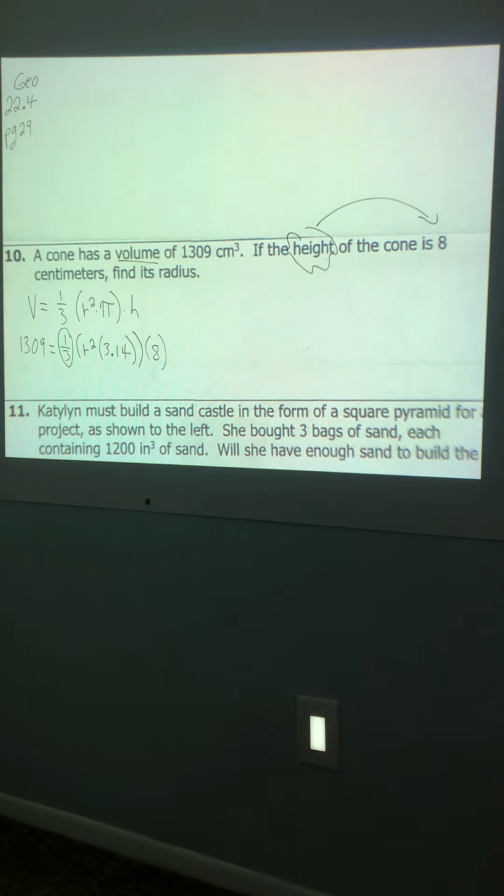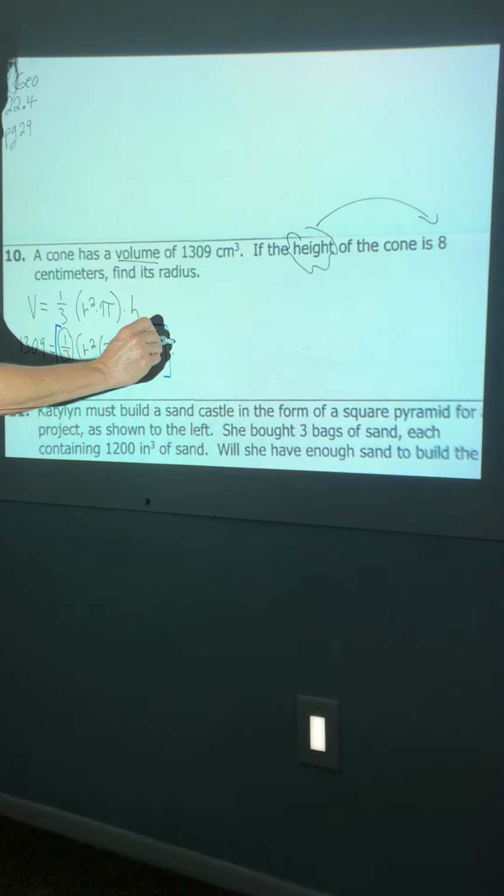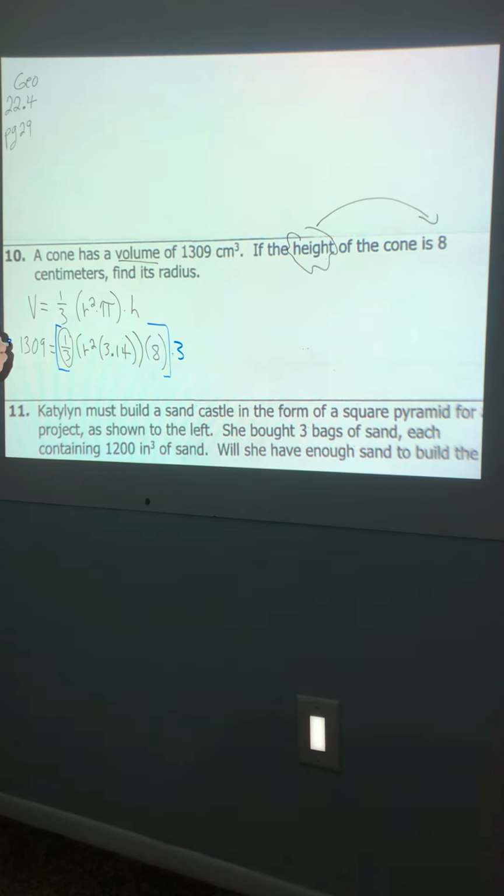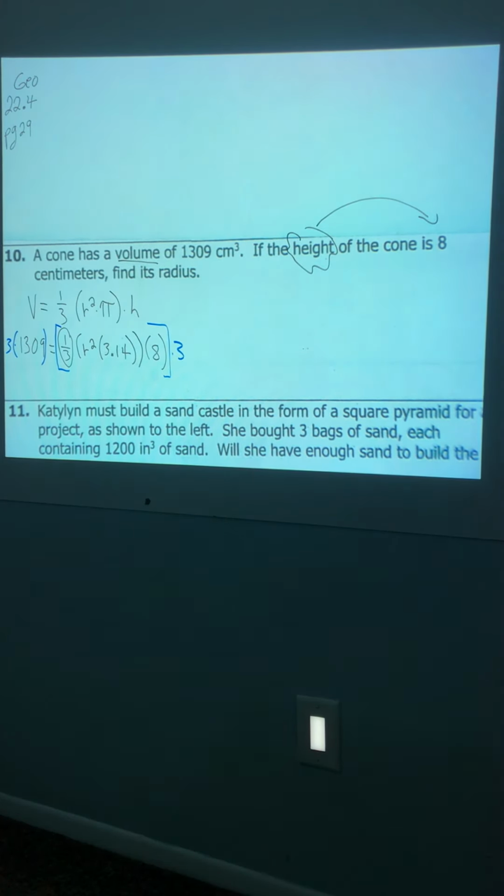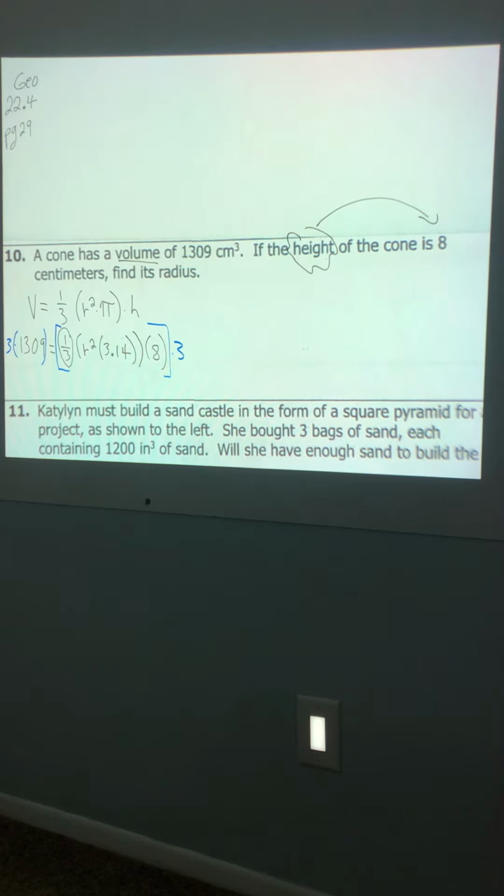So the very first thing I'm going to do, and it's so important to me that I'm going to switch colors on you here. We're going to multiply both sides by 3. Okay? Hopefully that blue is showing up. Because when you multiply both sides by 3, that 1/3 is going to be gone. Okay? So take out your faithful calculator, right? And you're going to type in 1309 times 3. And you get 3927.